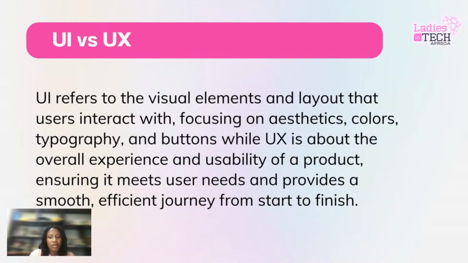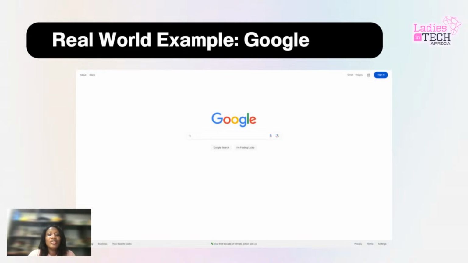And then through the course of this learning, we'll dive a bit more into what visual elements are and things like that. So let's look at a real world example. Google. We all know Google. I mean, if you don't know Google, I don't know who you are or how you're here, or if you're on this earth.